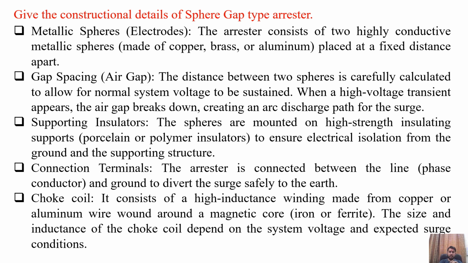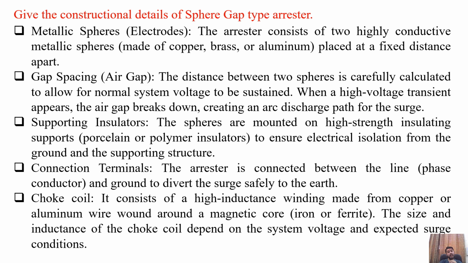Supporting insulators. The spheres are mounted on high strength insulating supports made up of porcelain or polymer material, or insulators, to ensure electrical isolation from the ground and the supporting structure. Connection terminals. The arrestor is connected between the line, that is the phase conductor, and ground to divert surge safely from line to earth.